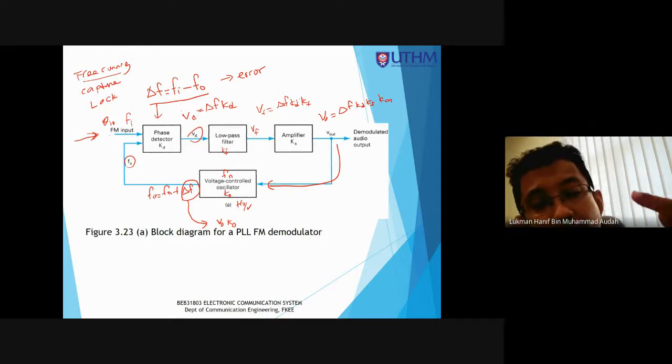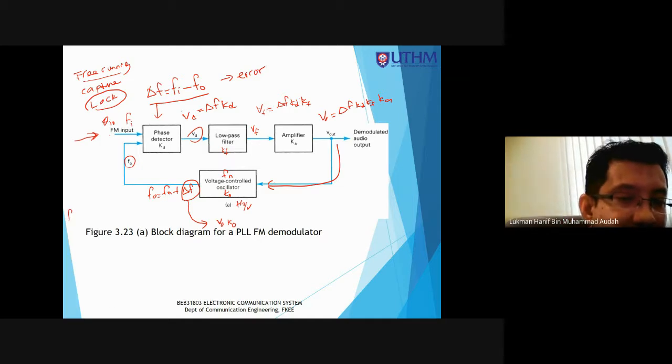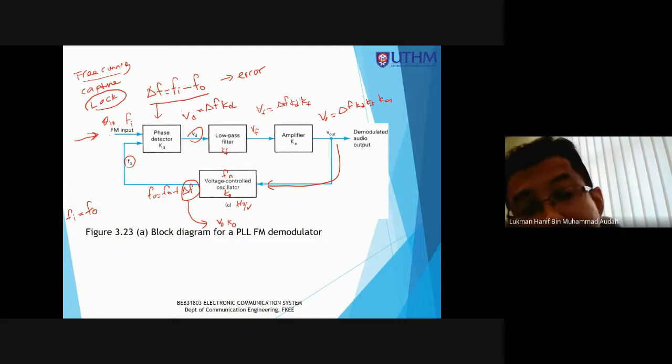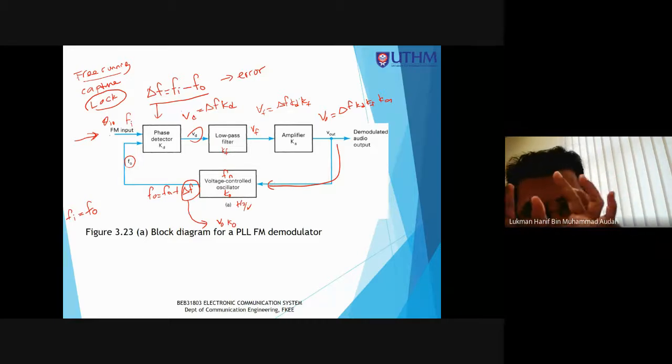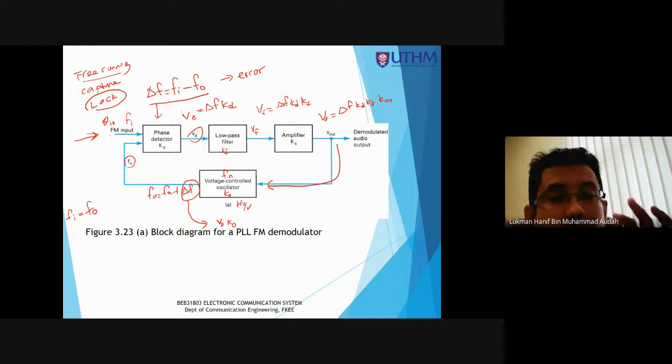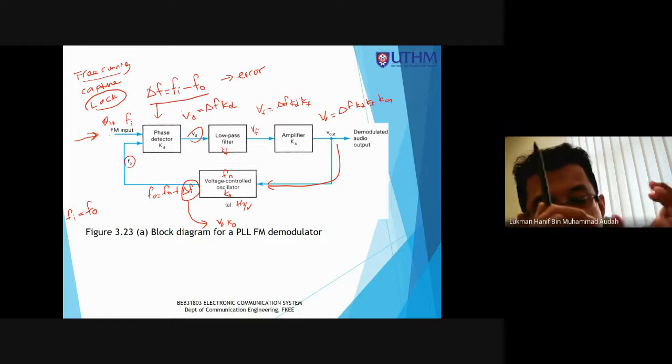Bermakna dia sentiasa melakukan proses, dia sentiasa mencari input yang diinginkan. Apabila berlaku lock state. Lock state bermakna F in bersamaan dengan F out. Okay, F in bersamaan dengan F out. So when F in is equal to F out, then barulah dia akan keep on tracking that changes of that frequency changes. So looping itu akan berterusan, dia akan keep on tracking the changes.